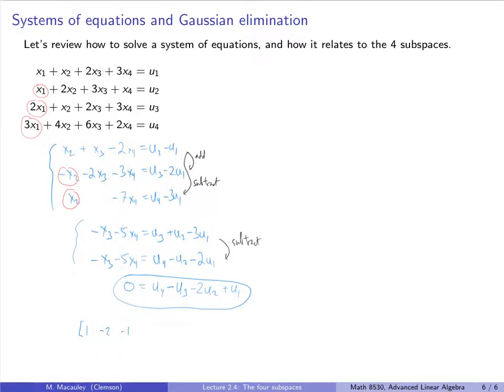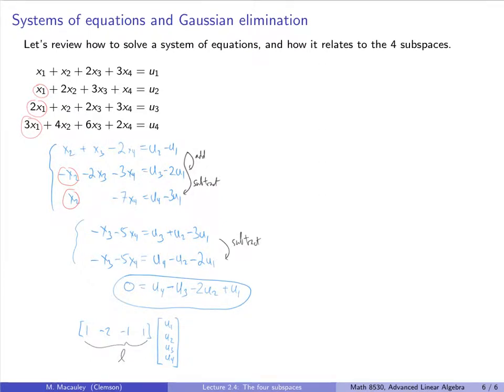-1, and then 1 times u1, u2, u3, u4. So we're not saying that any solution x1, x2, x3 works; these u's are unknown as well. So any u1, u2, u3, u4 in the target space that admits such a solution here has to satisfy this equation. And we can think of this thing here as L.